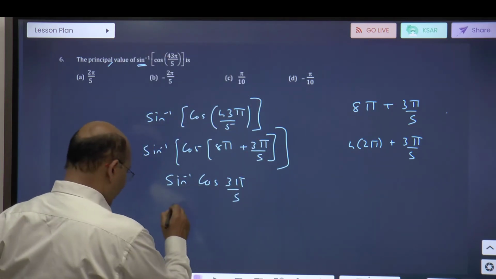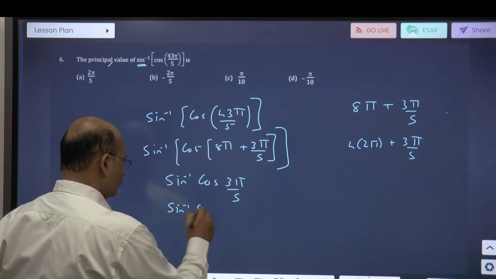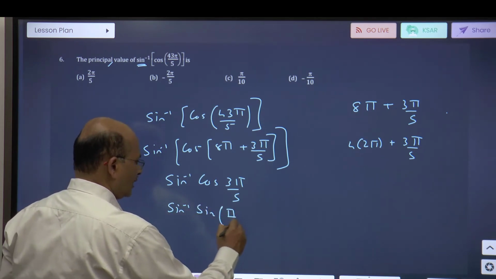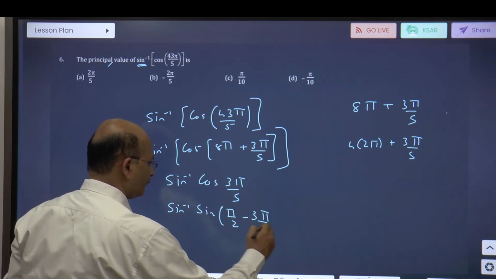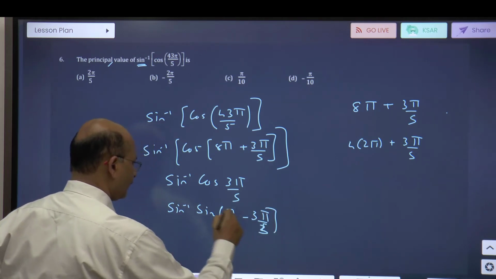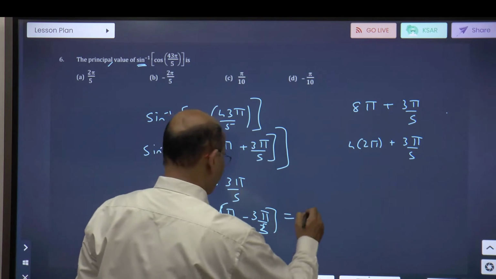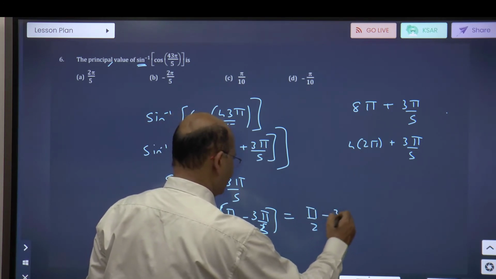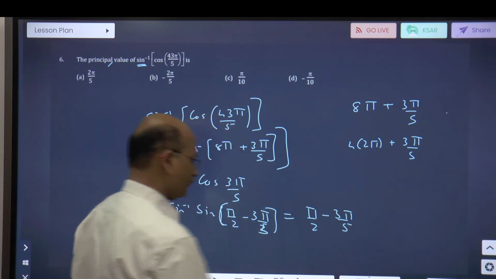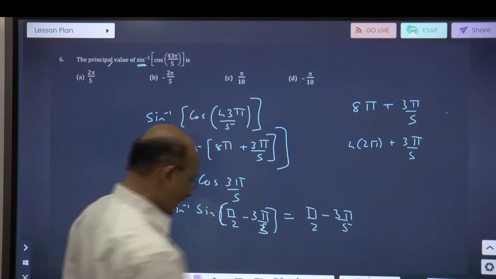So I can do one thing. This I can write as sine inverse of sine of 90 minus theta. So sine inverse of sine goes. What remains here? This will be pi by 2 minus 3 pi upon 5. So now let me see whether I am getting it.